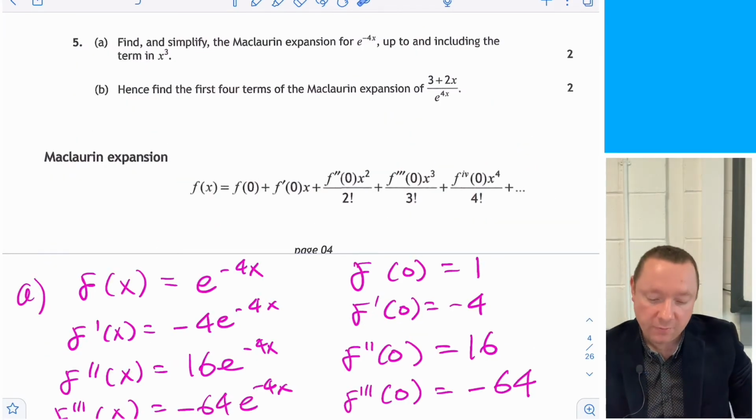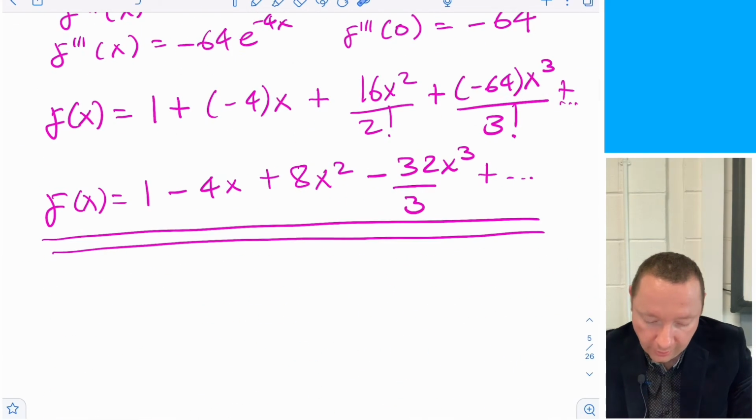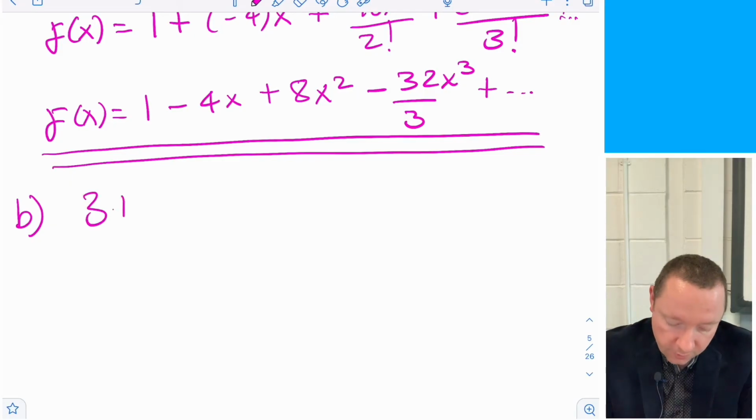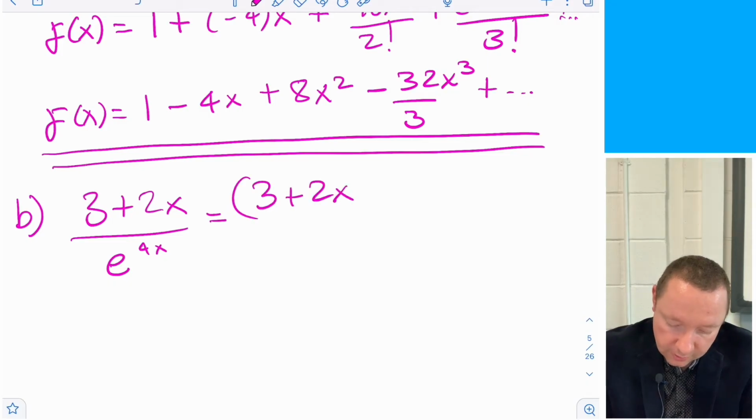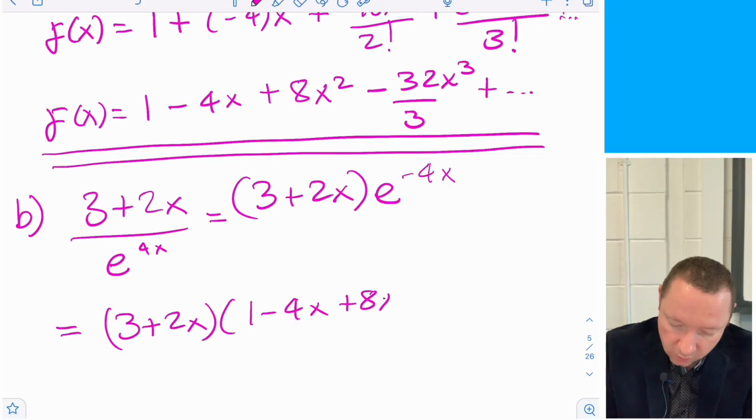Part B, hence find the first 4 terms of the Maclaurin expansion of 3 plus 2x over e to the 4x. Well, that's the same as 3 plus 2x times e to the minus 4x. But we already know what e to the minus 4x is. It is this. So that's the same as doing 3 plus 2x times 1 minus 4x plus 8x squared minus 32 over 3 x cubed, up to the x cubed terms.